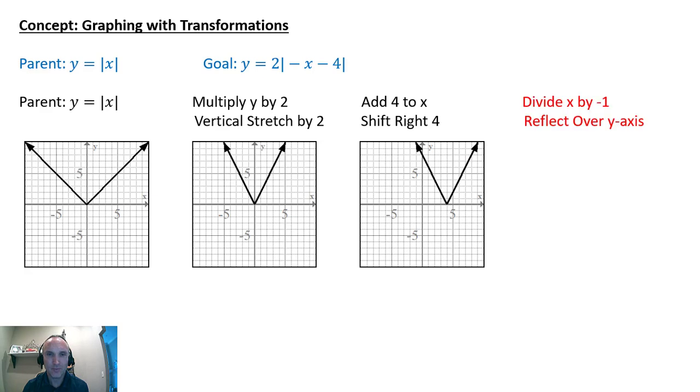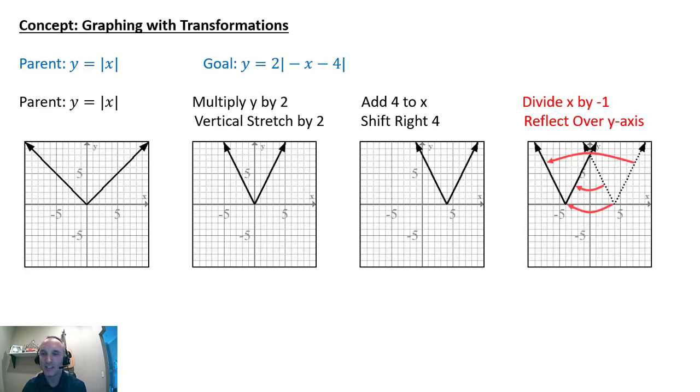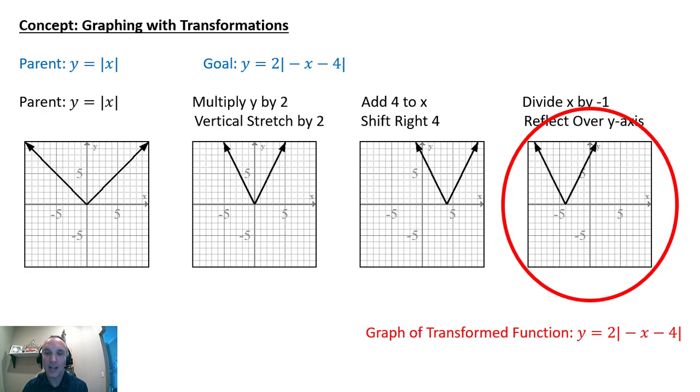Last, we see a negative multiplied by the x in the absolute value. What that translates to as a transformation is dividing x by -1. And if you divide x values by -1, you're going to get this reflection over the y-axis. The x values are going to change signs. So it looks something like this. And we get our final graph here, and that is the graph of our transformed function, 2 times the absolute value of -x minus 4.